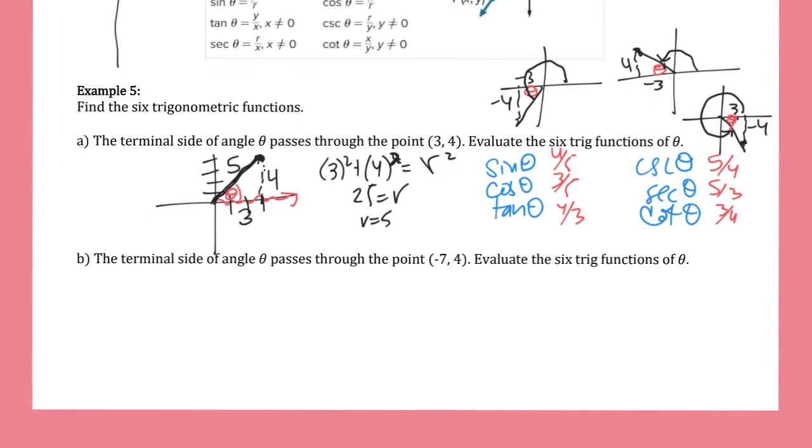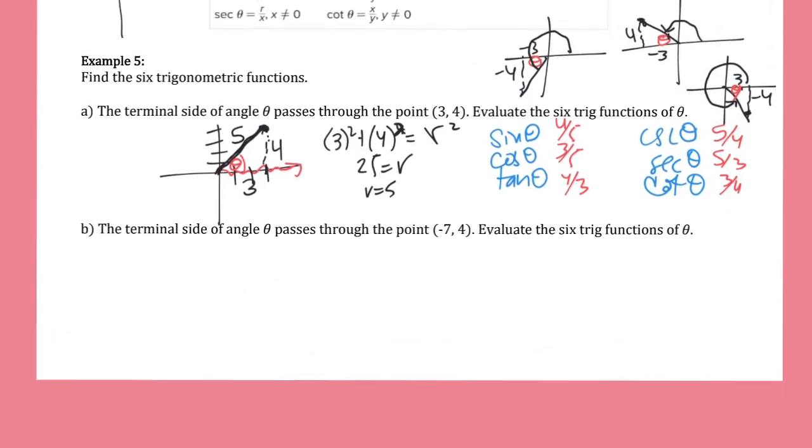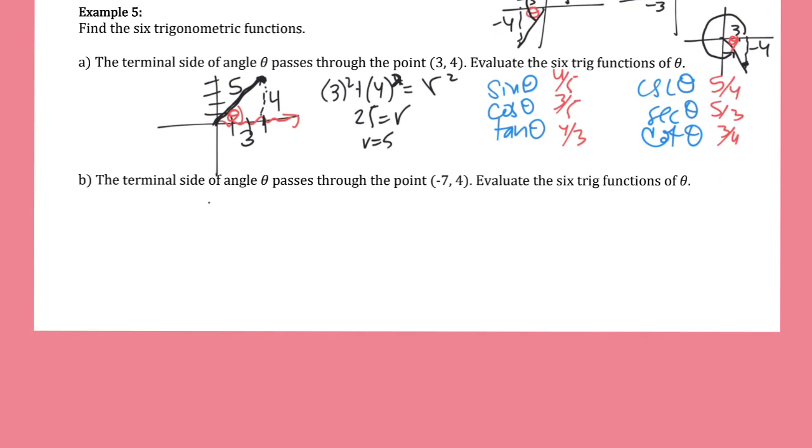So let's start by making the axis. Here's the x-axis here. There's the initial ray. And then the point is going to be -7, 4. So -7 and then up 4. So you plot that point.